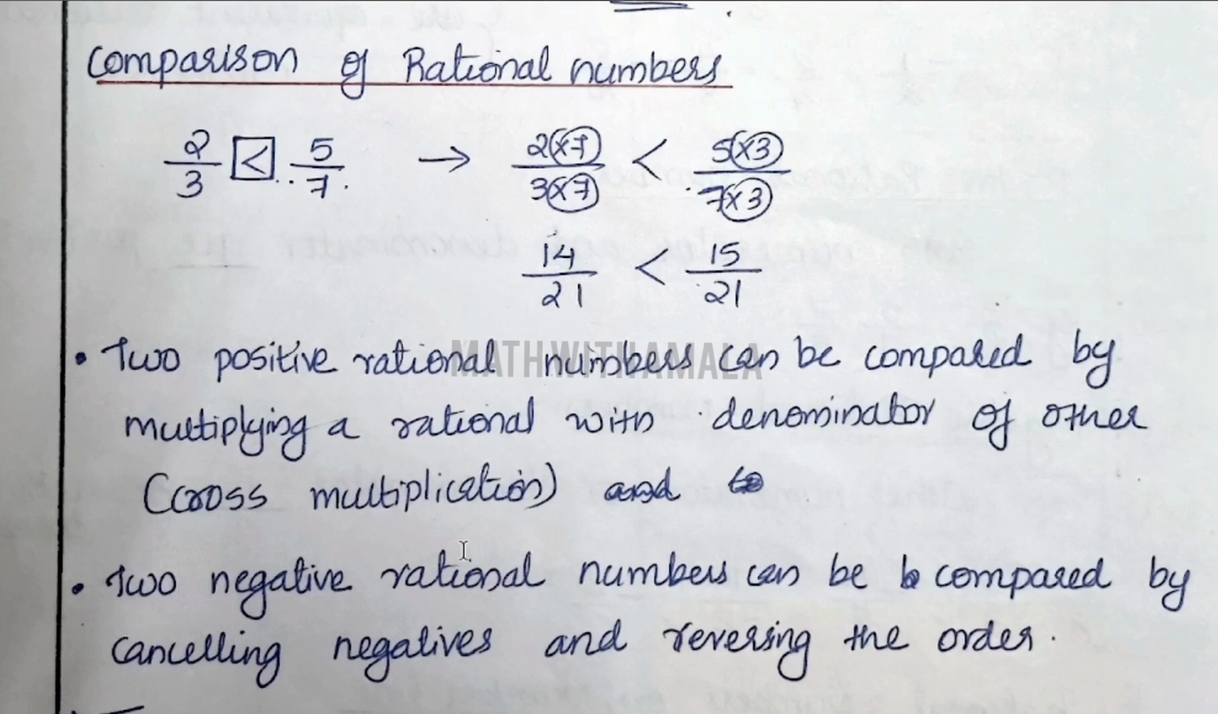Two positive rational numbers can be compared by multiplying a rational number with the denominator of the other. That means cross multiplication. Two negative rational numbers can be compared by cancelling the negatives and reversing the order. Let's have some examples for proving this note.